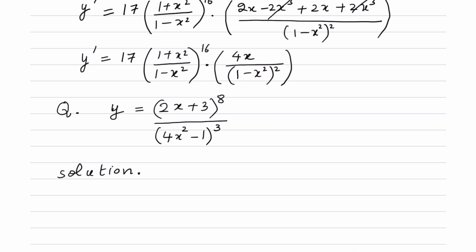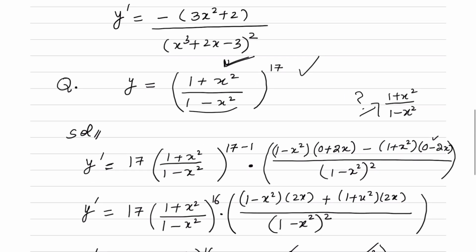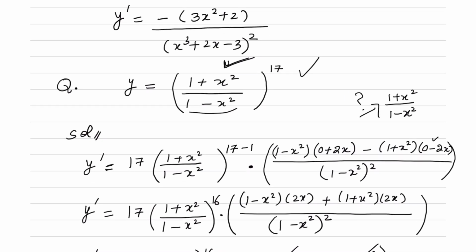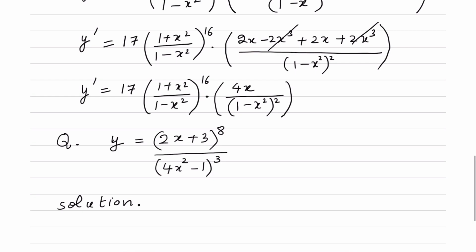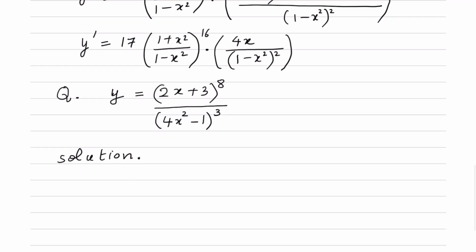We can see that in this expression we don't have one whole big power, like in the previous question where we had the whole power 17. Whenever there is a whole power on an expression, you first apply the power rule. But here we don't have the whole power. We have a numerator with a power, and a denominator with a power on that. So we don't have one big whole power, and we will not start with the power rule of derivative.